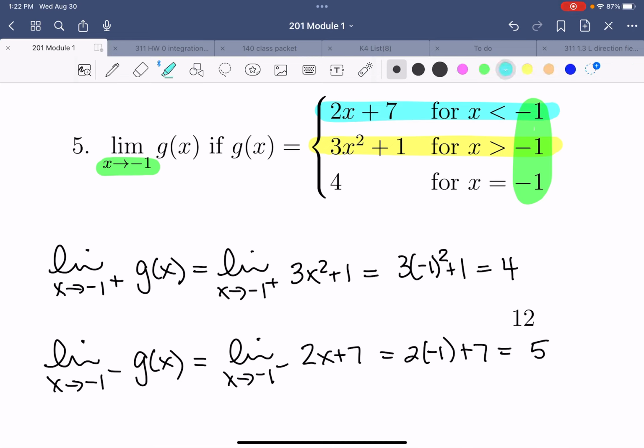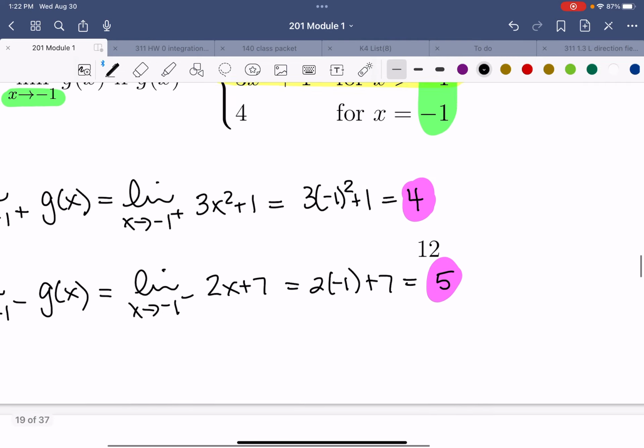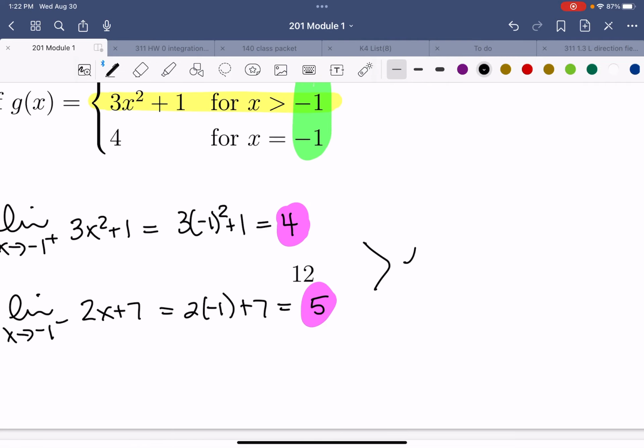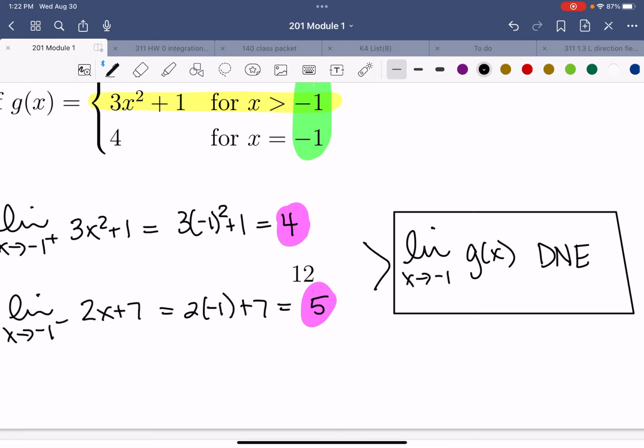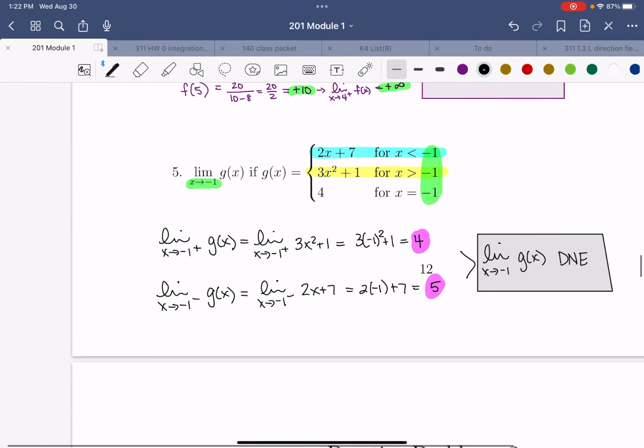Okay. And now I see what happens, right? So my limit from this one side is 4, but from the other side is 5, and those don't match. And so when they don't match, we get the limit as x goes to -1 of g of x does not exist. Okay, and that's my final answer. If they did turn out to be the same, then that would be my limit. Okay, but they didn't.